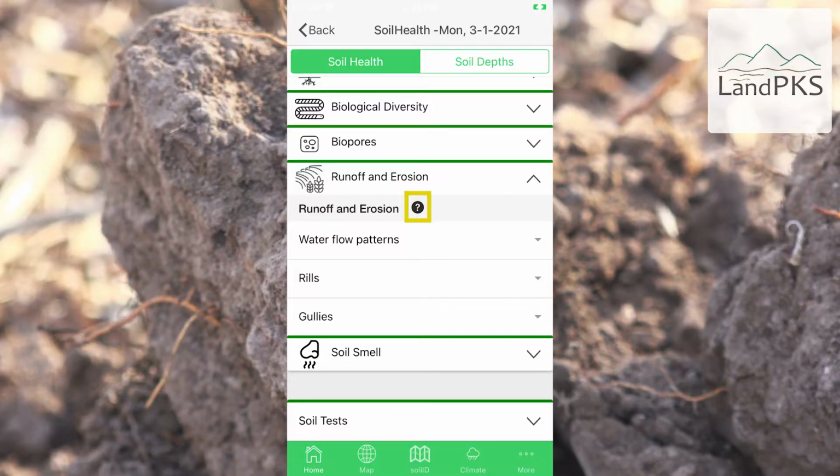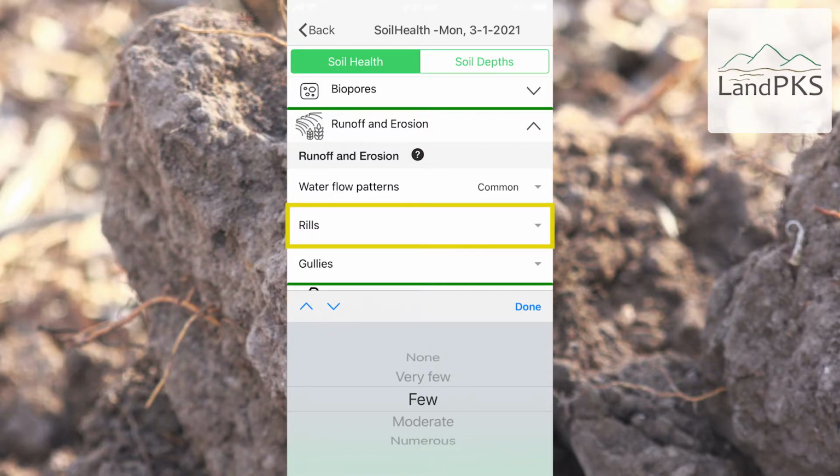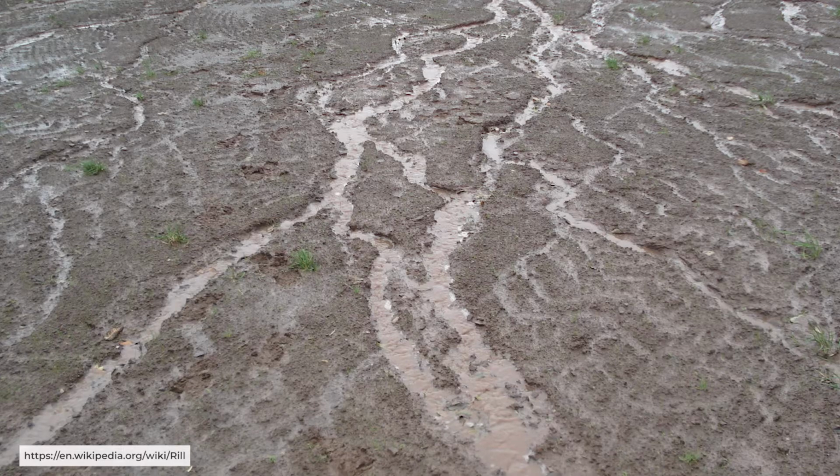And again, in the question mark text, there's a good description of what each of those mean when it says none, rare, common, etc. Rills. Rills are basically those small linear channels, not as big as a gully, but like a mini gully, okay, that are formed when you get erosion and it's starting to cut down through the soil.